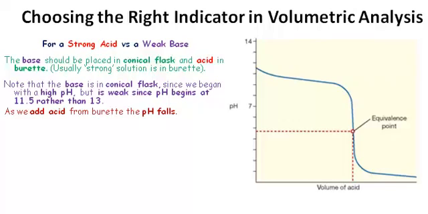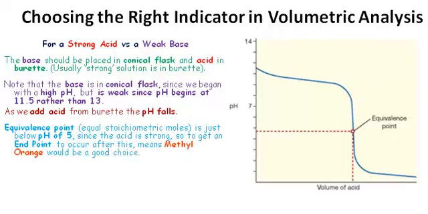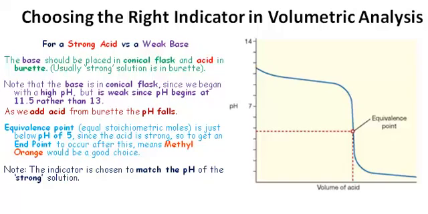As we add acid from the burette, the pH falls. The equivalence point, which is where we get equal stoichiometric moles according to the equation, is just below 5. The reason for this is that the acid is stronger than the base. To get the endpoint, we need the equivalence point to occur after the endpoint, so methyl orange would be a good choice here since its pH changes from 3.1 to 4.4. Note the indicator chosen is to match the pH of the strong solution, which is the acid.